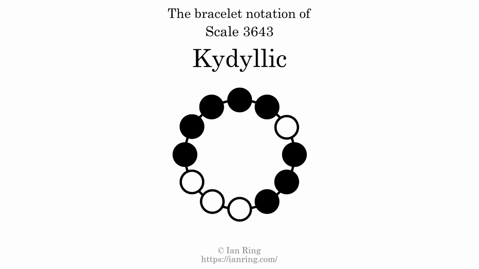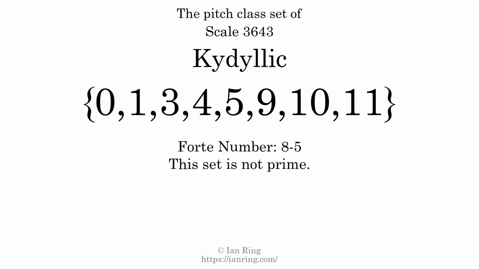This is a bracelet notation diagram of scale 3643. The shaded circles represent tones that appear in the scale, and they are read clockwise, starting at the top. The pitch class set for this scale is 0, 1, 3, 4, 5, 9, 10, 11. The forte class is 8-5. This set is not prime.